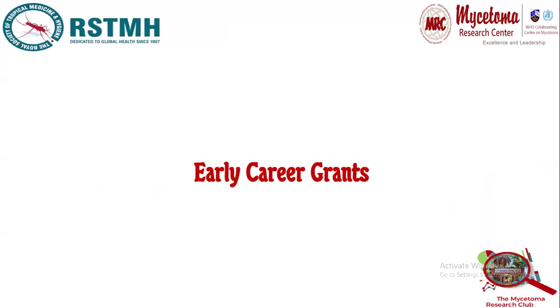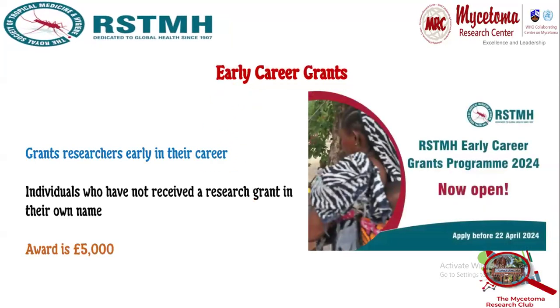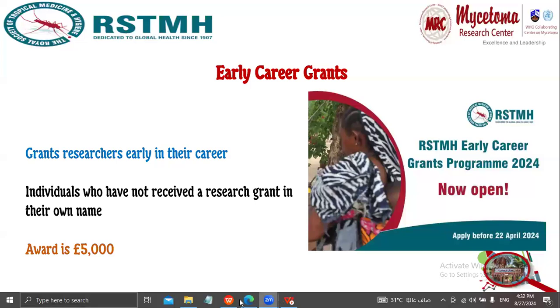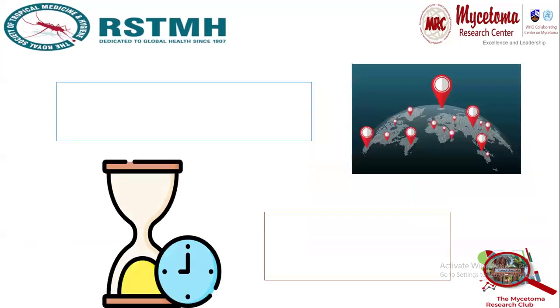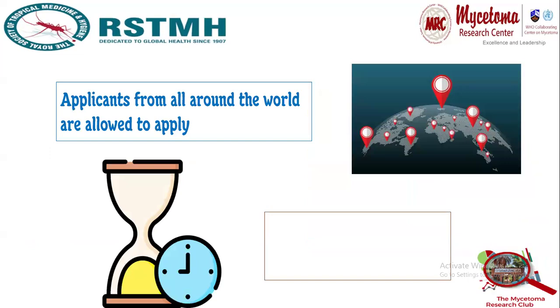So now we will go to the early career grants. The early career grants support researchers early in their career, and they are for individuals who have not received a research grant in their own name before. The award is up to 5,000 sterling, including any taxes for purchases. The last grant opened, I think, in January, and closed last April. So who can apply for the early career grants? Applicants from all around the world are welcome to apply, and the duration of the project should be up to 1 year.